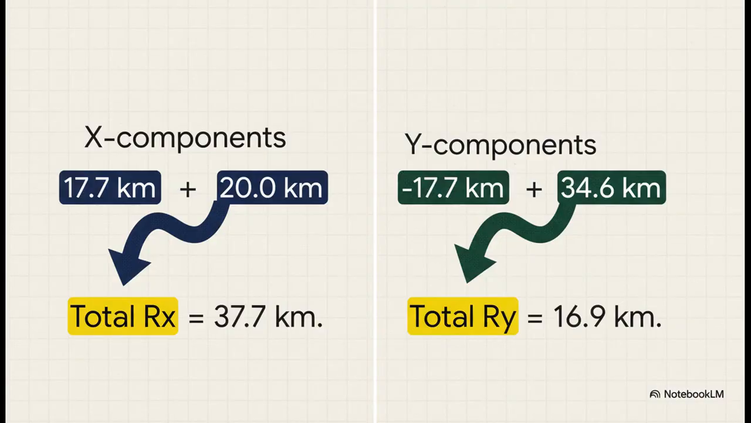And here's the magic of using components. This is why we do it. To find the total displacement, we don't need to throw out any complicated triangles or use fancy geometry. We just add up the x's and we add up the y's. It's that simple. Our total x displacement is 37.7 kilometers, and our total y displacement is 16.9 kilometers.